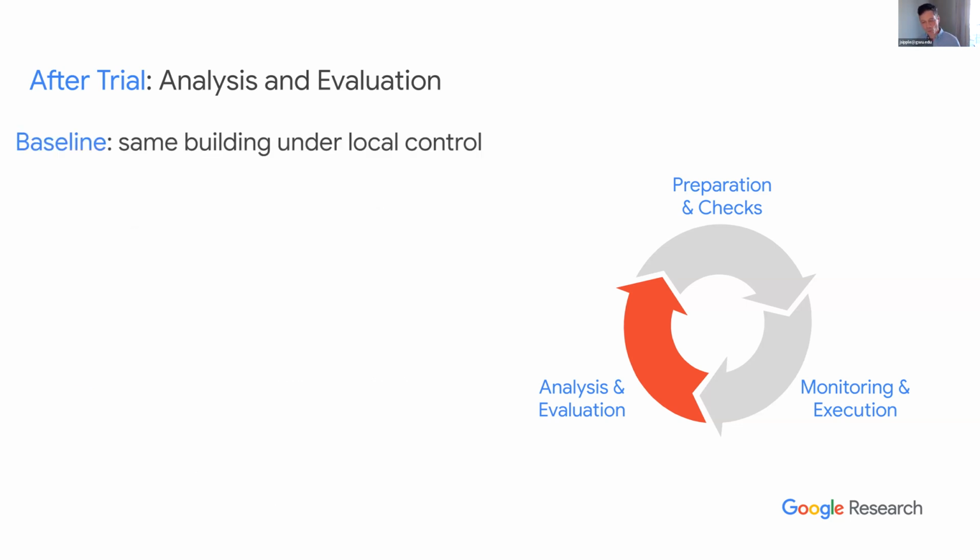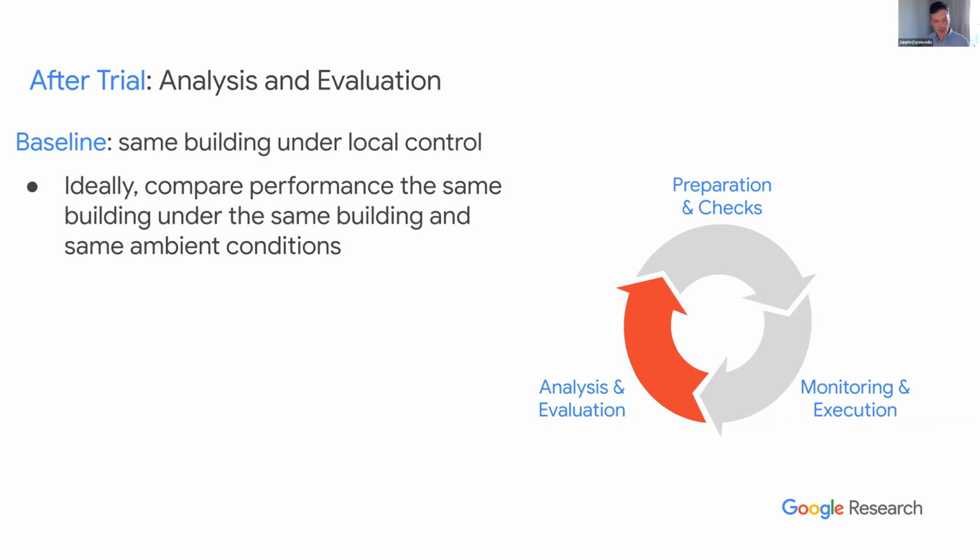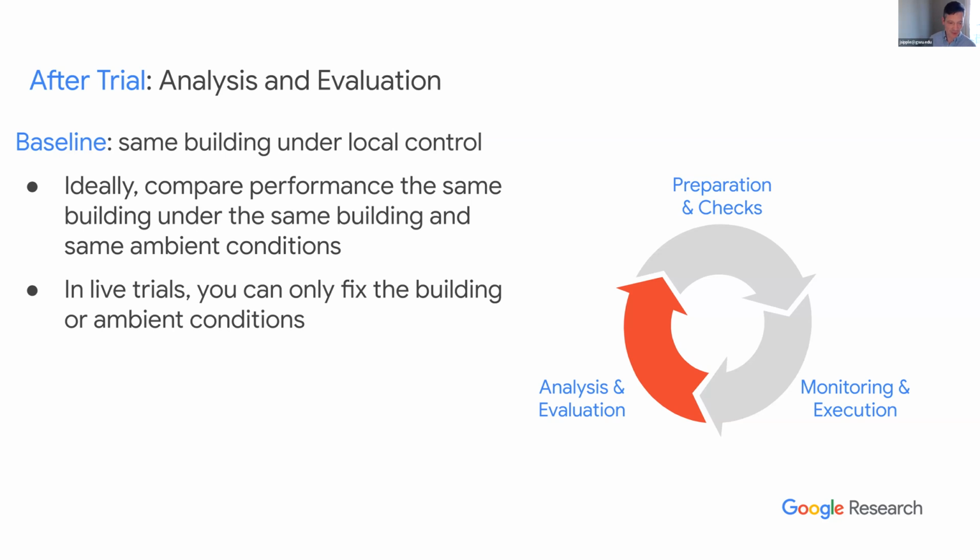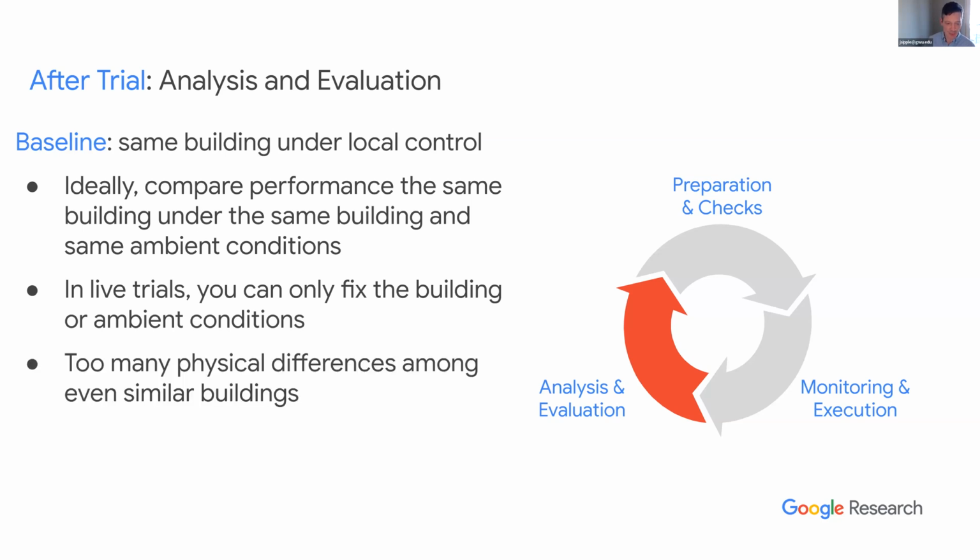And then the way we use a baseline is the same building under local control. Ideally, we would like to compare performance with the same building under the same ambient conditions, like you can do in a simulation. But unfortunately, in the real world, you have to choose one or the other. You have to either choose the building or the ambient conditions.